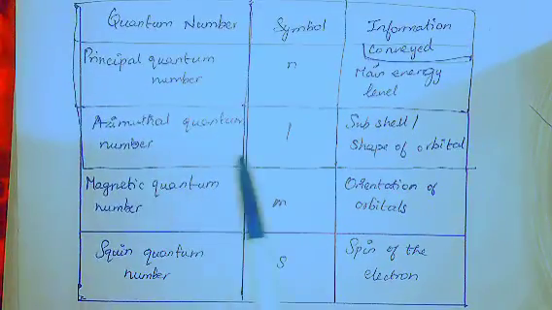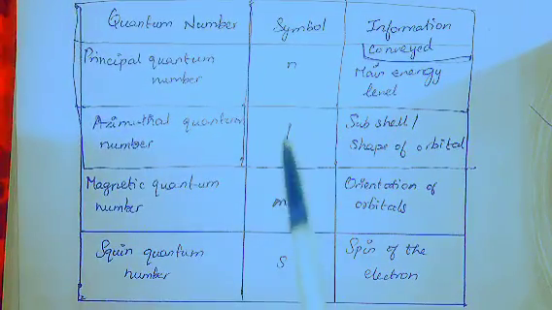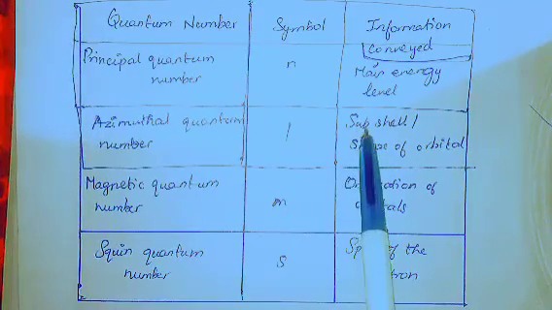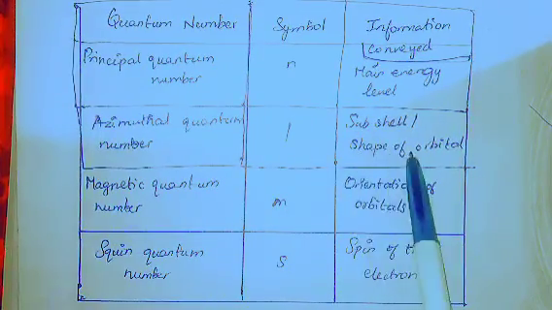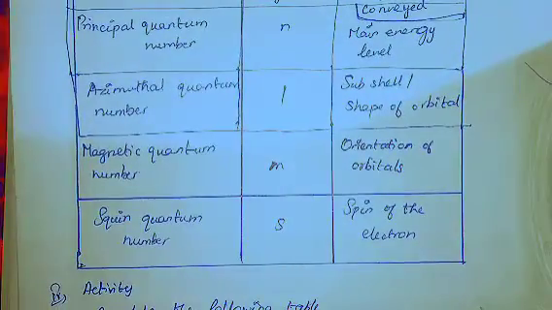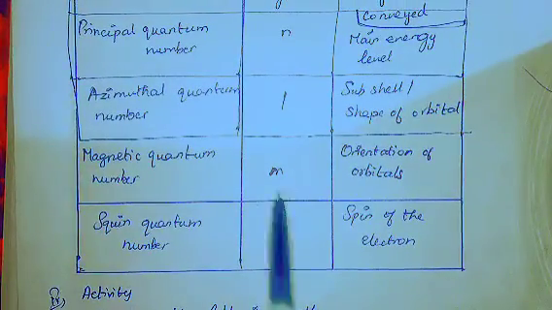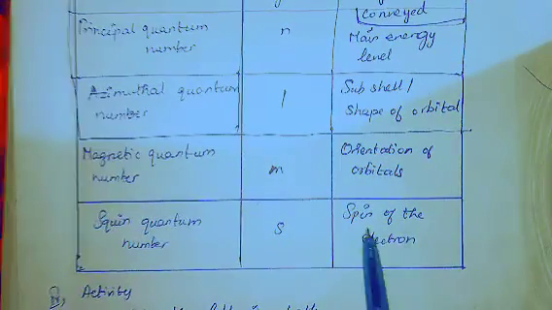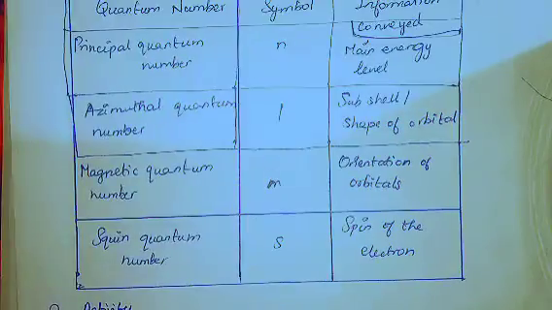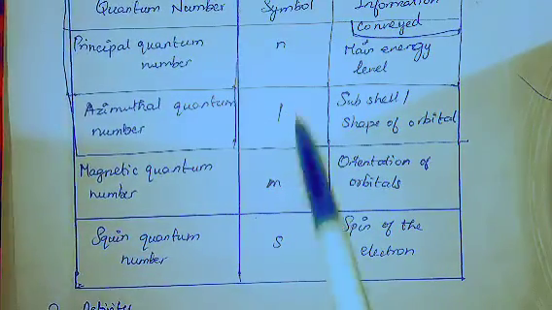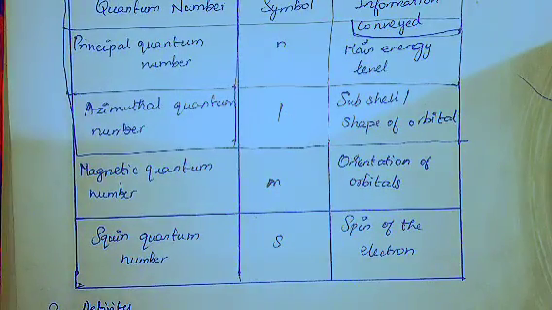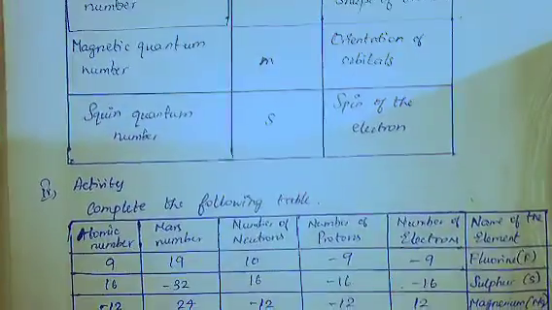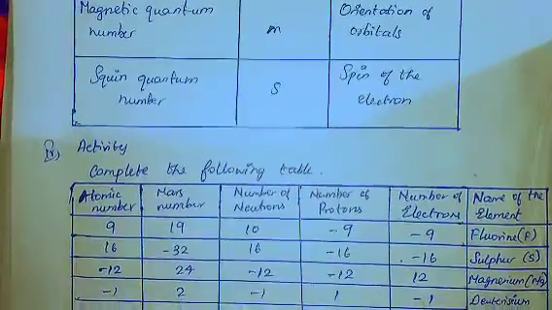Azimuthal quantum number, l. This is l, I think so, l. Subshell, shape of orbital. Then magnetic quantum number, m, orientation of orbitals. Spin quantum number, s, spin of the electron. This is l. Then activity part, complete the following table.